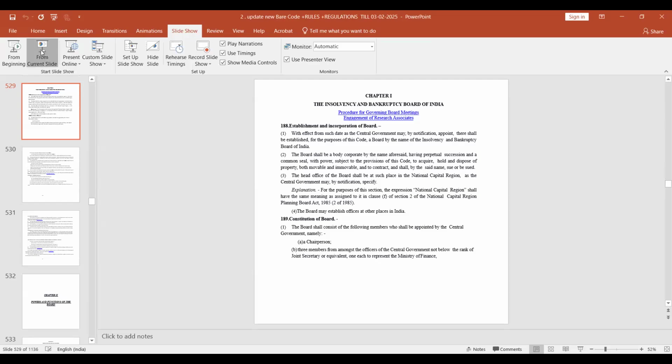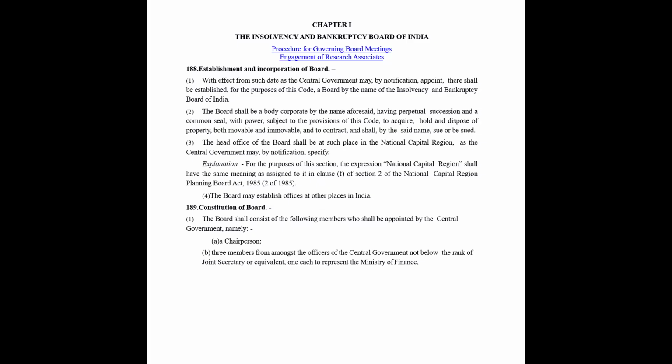तो सेक्शन 188 क्या बोलता है? ये बोलता है कि there shall be established a board by the name of Insolvency and Bankruptcy Board of India. बॉडी कॉर्पोरेट है, having perpetual succession and a common seal with power subject to the provisions of this code to acquire, hold and dispose of property, both movable and immovable, and to contract and shall by the said name sue or be sued. हेड ऑफिस होगा एनसीआर में, ठीक है। Constitution of the board, constitution of the board में क्या होगा?